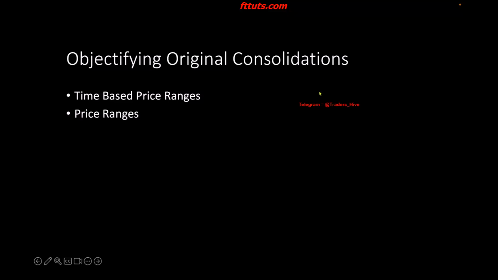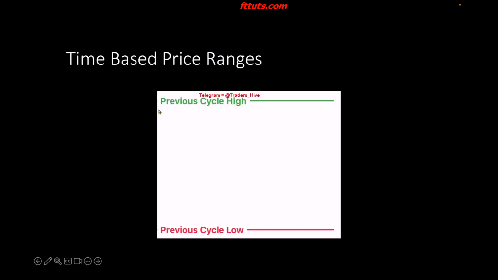So objectifying original consolidations in a structured manner comes to the following. First of all, you can make use of time-based price ranges, being of course the PXH and PXL theory. But secondly, we can also look at price ranges, specifically advanced price ranges. Some of you are already like, oh, finally, he's going to discuss it during this final lecture, during lecture 15. Yes. All right, time-based price ranges.